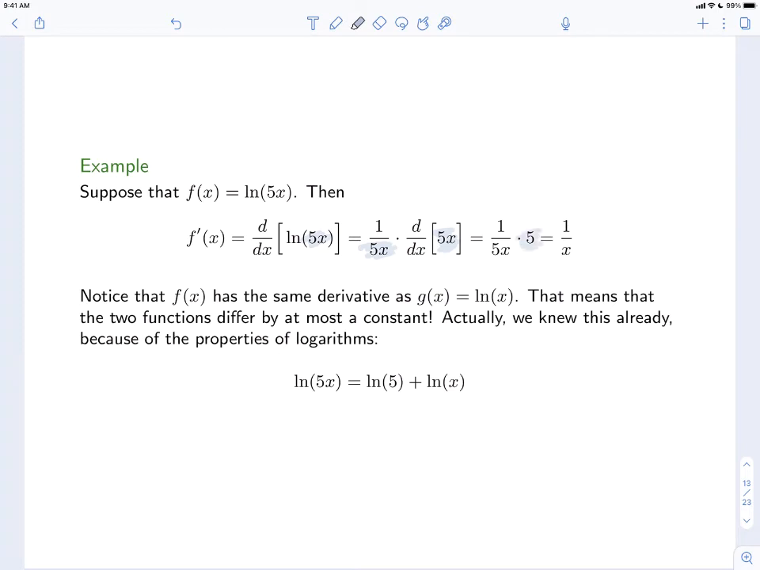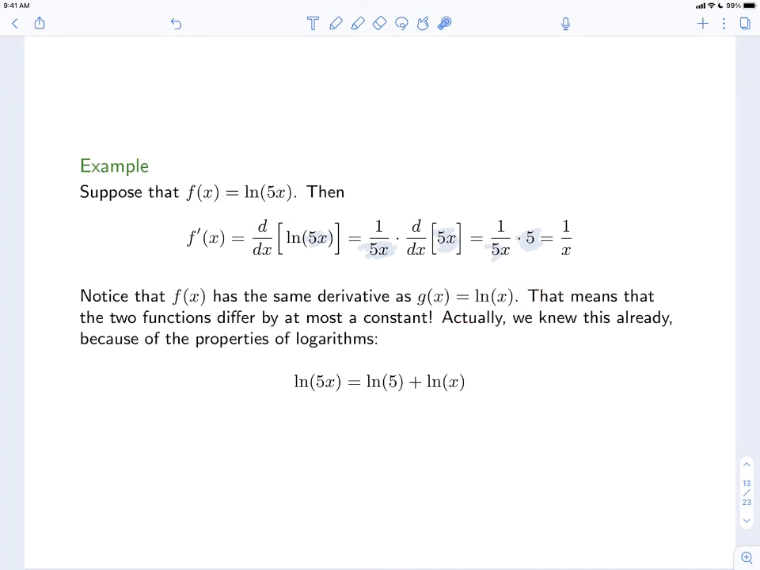So what do we have? We have 1 over 5x times 5. The 5's cancel, and you're just left with 1 over x. And of course, 1 over x is the derivative of the natural logarithm of x. So f at x has the same derivative as ln of x. So that means that ln of 5x differs from ln of x by at most a constant.